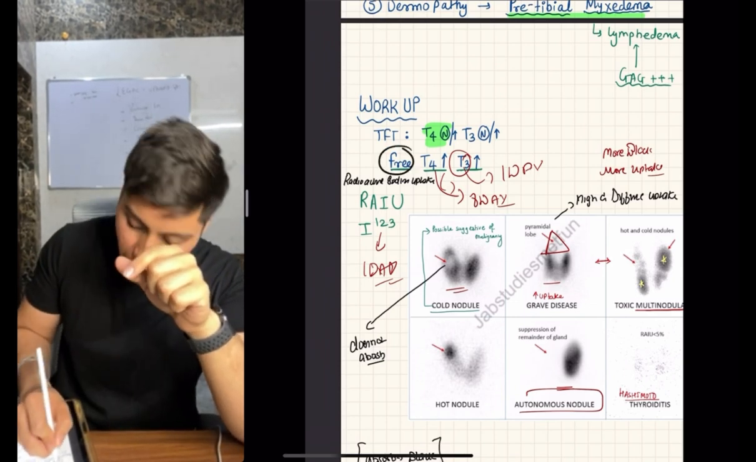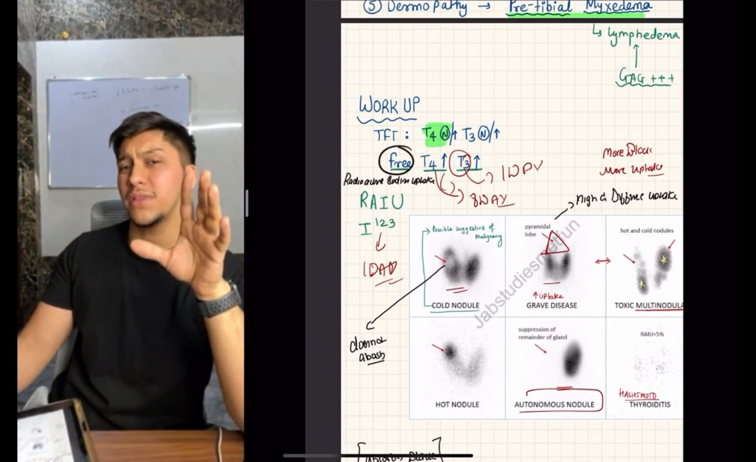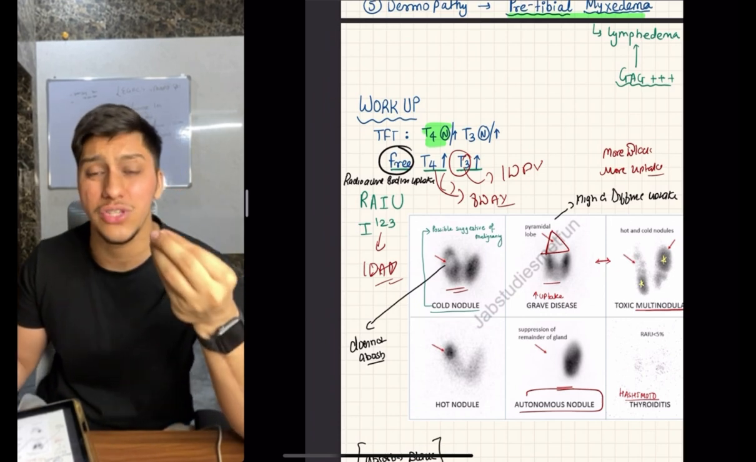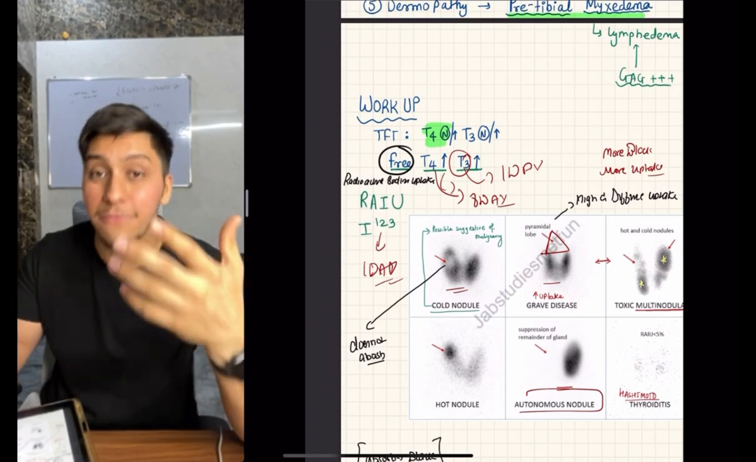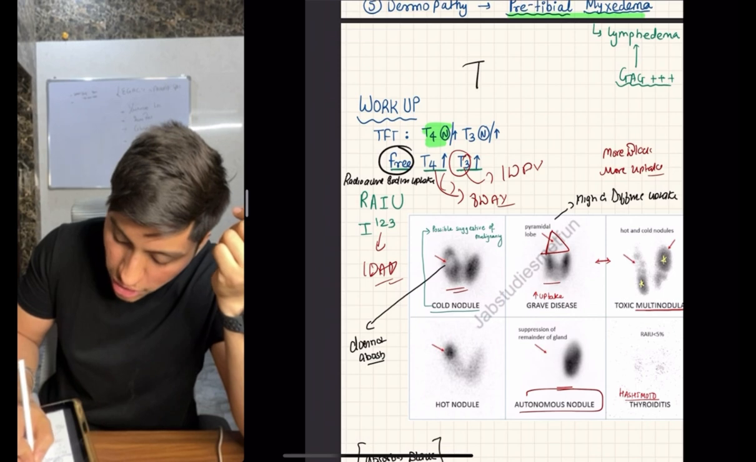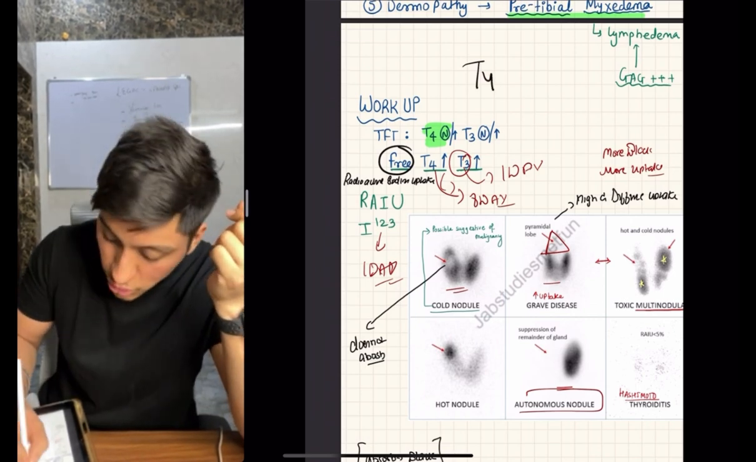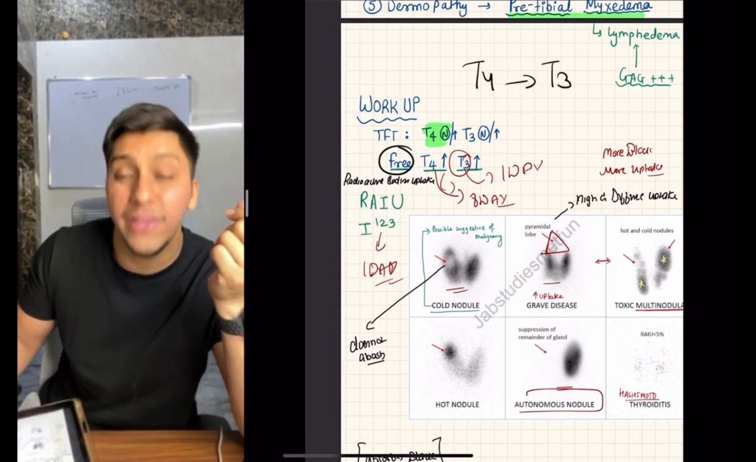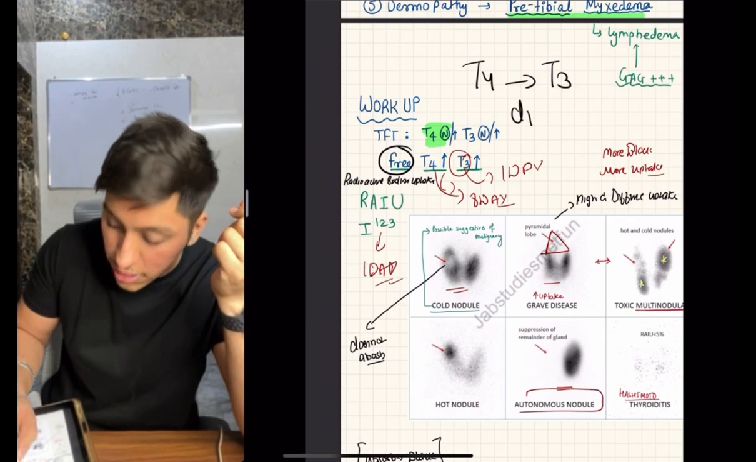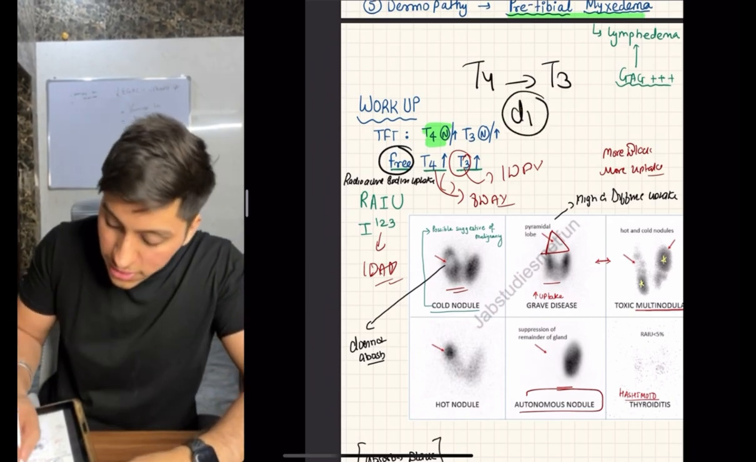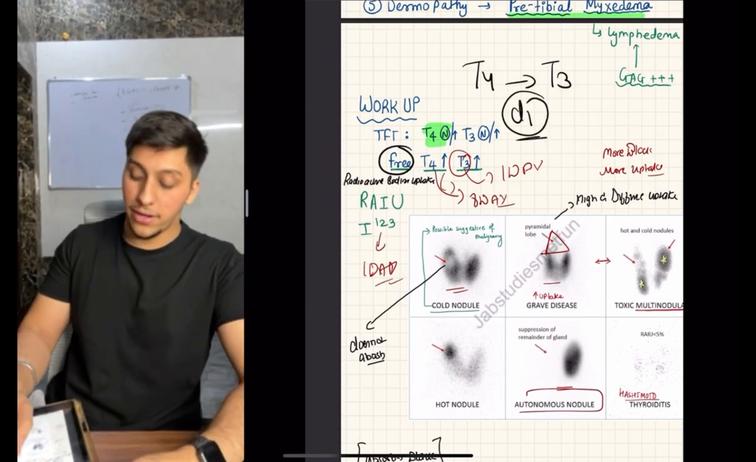Remember the free value, there are two types. One is the bound part and the free part. The free part is the active part which will be used. Remember, the majority of the thyroid hormone is going to be T4, which is converted into T3 with the help of an enzyme known as D1 deiodinase. Remember D1 deiodinase. So D1 is the one which is going to convert it.